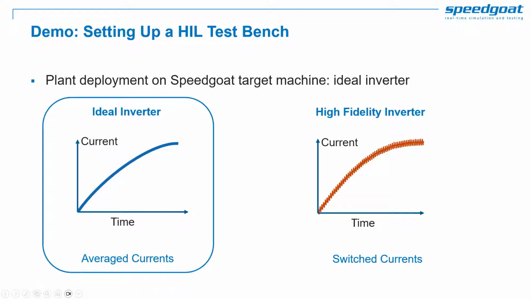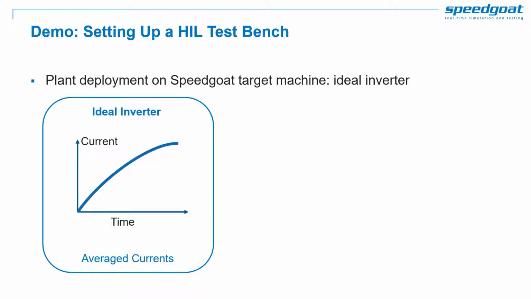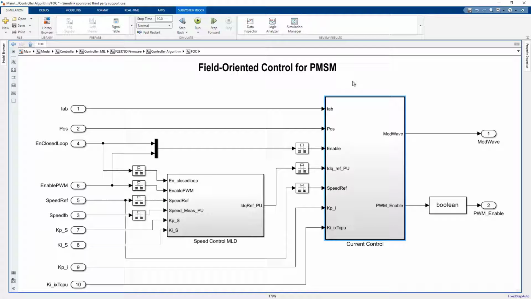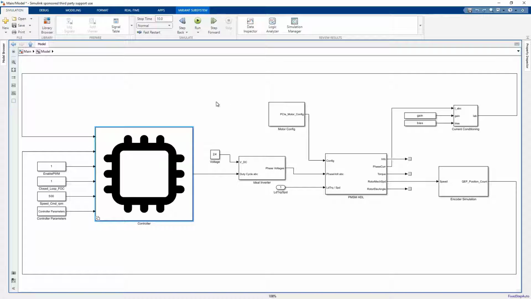We can focus on the Speedgoat test system setup. First, we will configure the interfaces for an ideal inverter. The ideal inverter will create currents from the duty cycle of the PWM. It does not model the individual gates, and the current will be the average of what the real current would be. As the control algorithm has been designed with Simulink, you can easily simulate it with a model. Here, with the ideal inverter and the PMSM model.